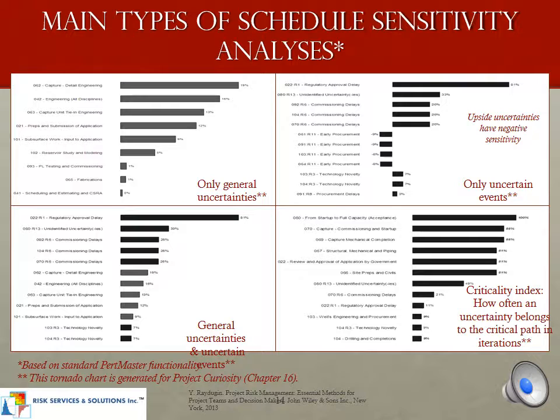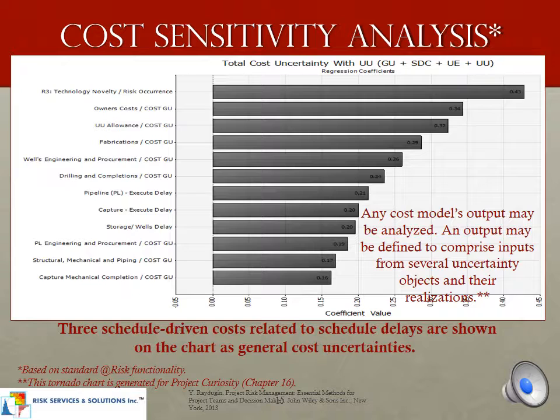The bottom left is the general uncertainties and uncertain events. And the bottom right is the critical index factor, how often an uncertainty belongs to the critical path in iterations. This chart provides an example of cost sensitivity analysis. 3 schedule direct costs related to schedule delays are shown here on the chart as general cost uncertainties.